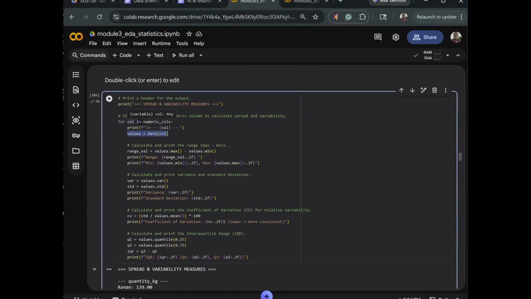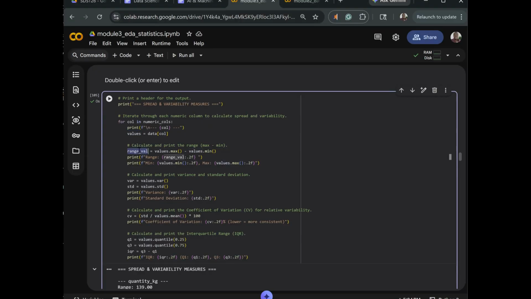For every numerical column, we are checking every data in that numeric column. Here we are putting it into values. So let's say we have quantity here. Quantity is going to be data quantity, then it's going to append it to the value variable. So we are using the values to measure the spread in this code.